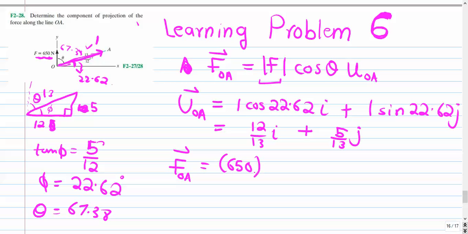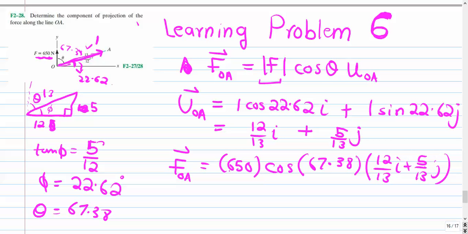Okay, now let's put all of this stuff into this formula to get the vector component. So 650 newtons multiplied by cos of theta, which is 67.38, and finally our unit vector is 12 over 13 i plus 5 over 13 j. Once you multiply all of this, you will end up with 229 i plus 96.2 j.